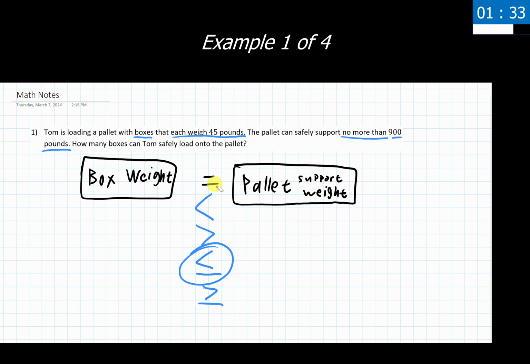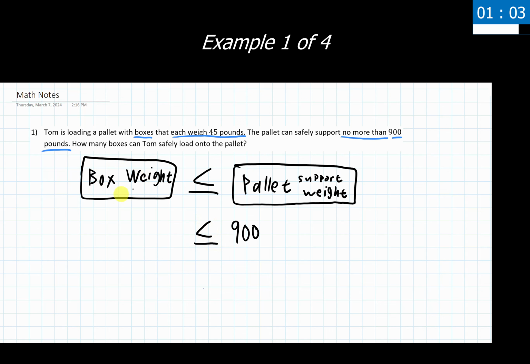So let's go ahead and rewrite this so we know that the box weight should be less than or equal to the pallet support weight. We can erase some of these guys here. Okay, there it goes. All right, let's start filling in some information about the box weight and then the pallet support weight. Well, we know that this support weight is only going to be 900 pounds, so I'm just going to go ahead and write in 900 over here.